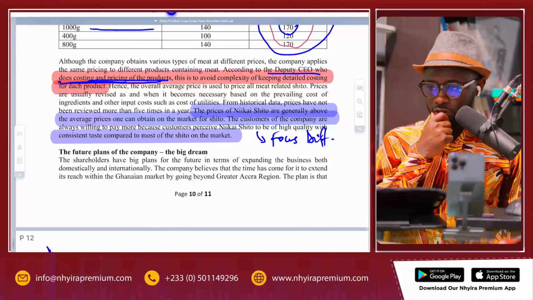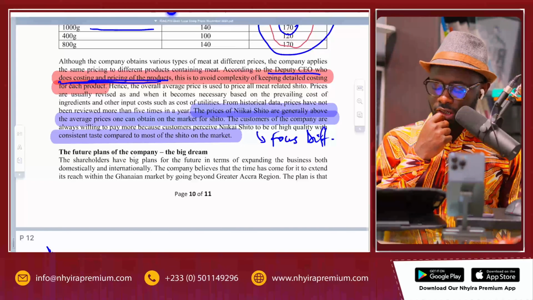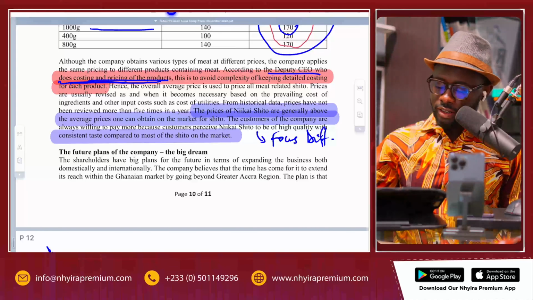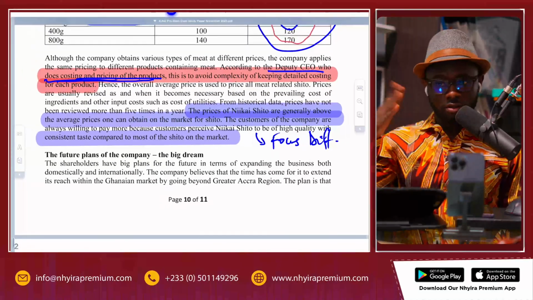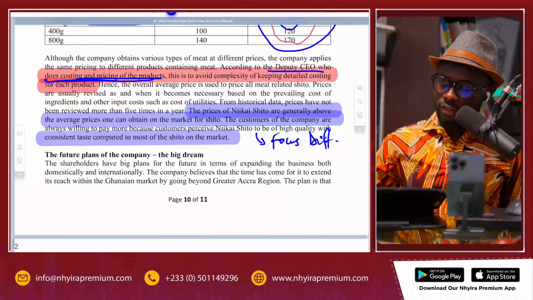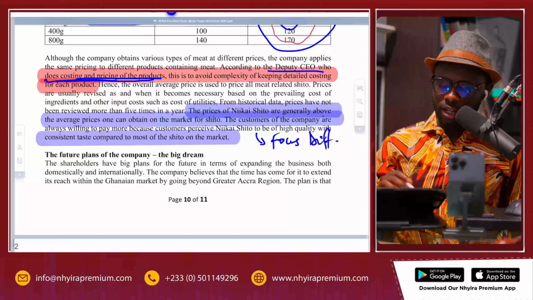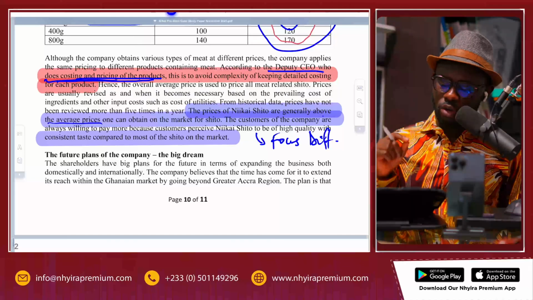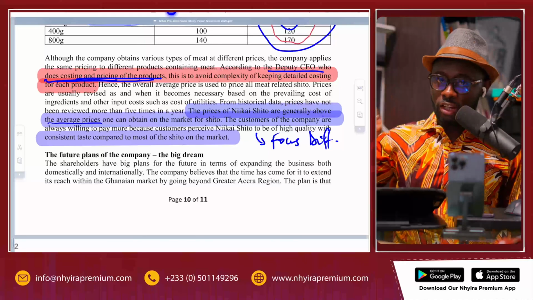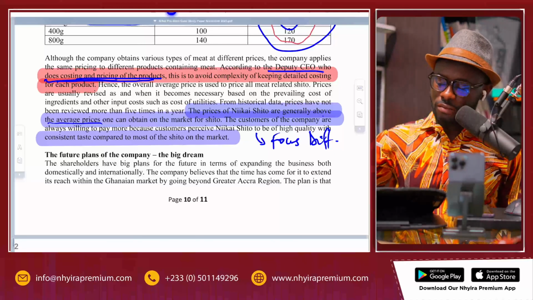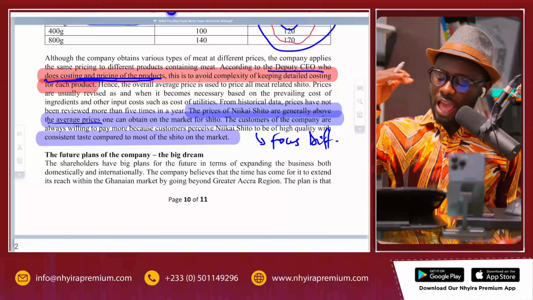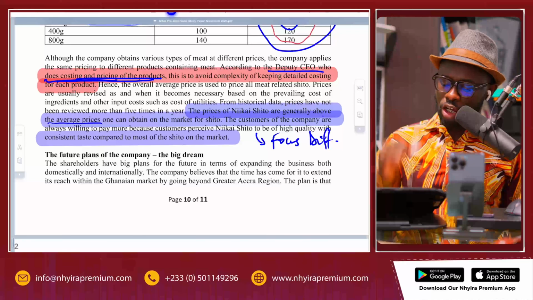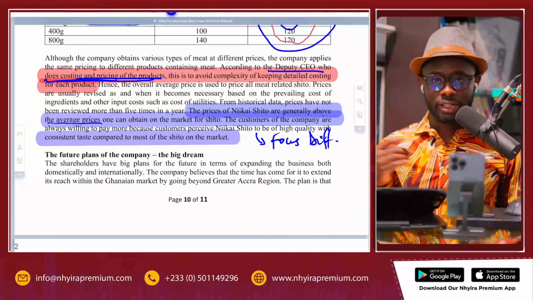Then the next thing that I want to also bring to your attention is the next thing that I've put in there. I don't know whatever color here is. The prices of Nikkei Shito are generally above the average prices one can obtain on the market for Shito. The customers for the company are always willing to pay more because customers perceive Nikkei Shito to be of high quality with consistent taste compared to most of the Shito on the market.